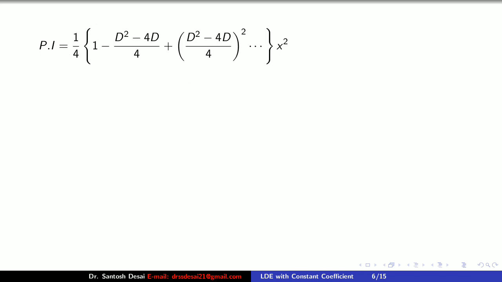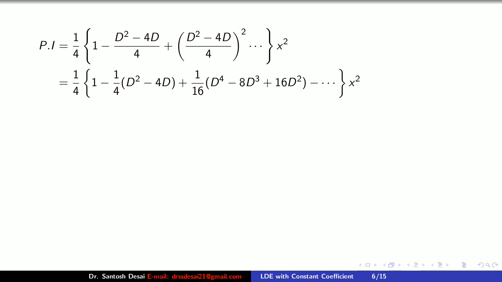Now let us consider this. Then we simplify the inner brackets first. So this is equal to 1 by 4 into bracket 1 minus 1 by 4 (D square minus 4D) plus 1 by 16, and take the square of the numerator, it is D raised to 4 minus 8D cube plus 16D square, minus and so on, into x square. Now operate each term on x square.